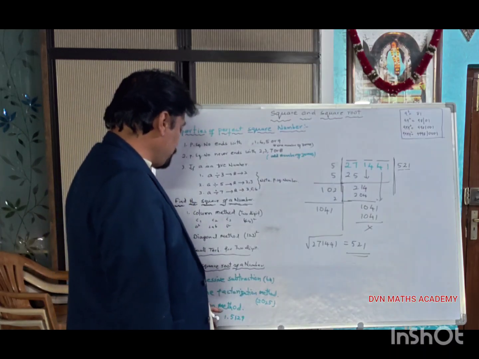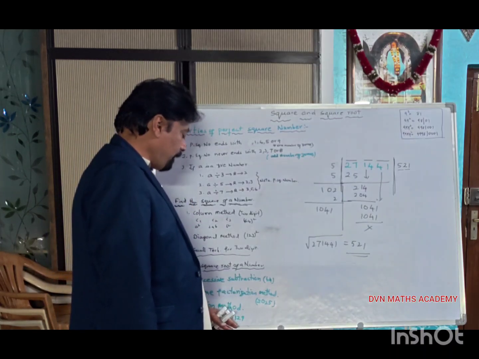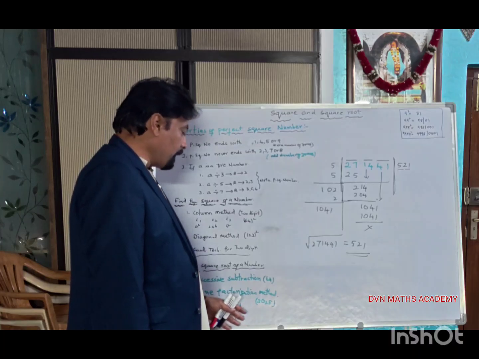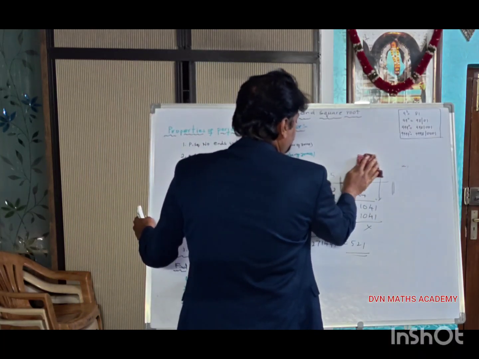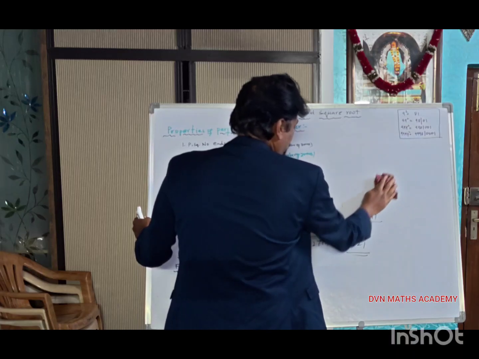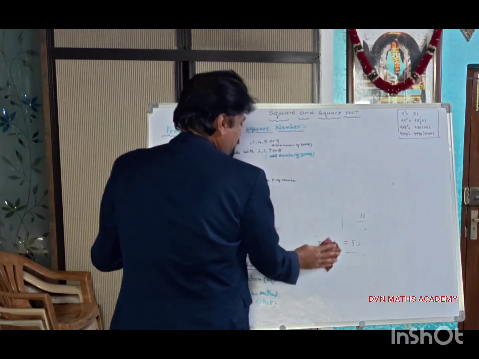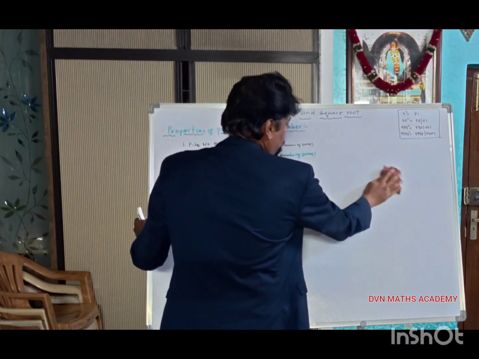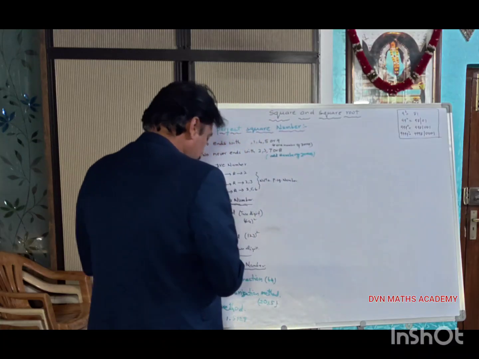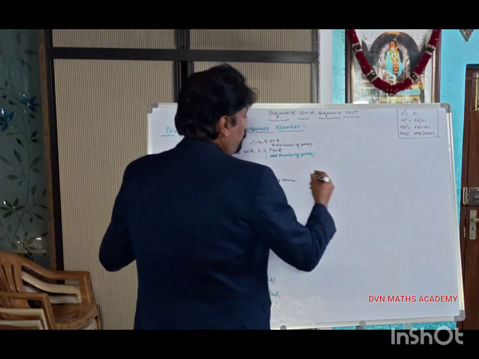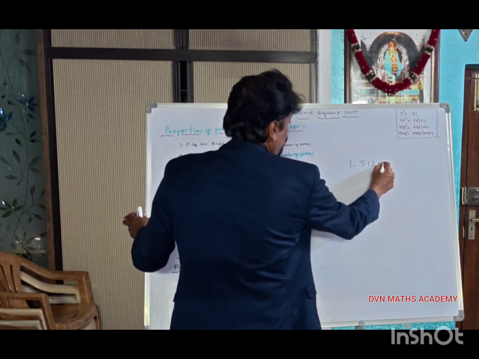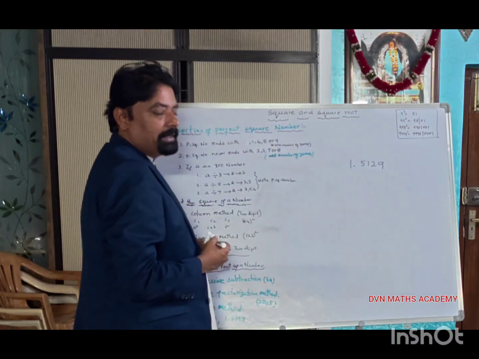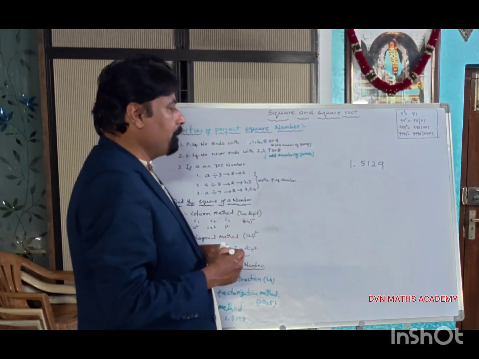But in the division method you can find the square root of non-perfect squares also. For example, here I have taken another number that is in decimal: 1.5129. You want to find the square root of this one. It is possible in the division method only.